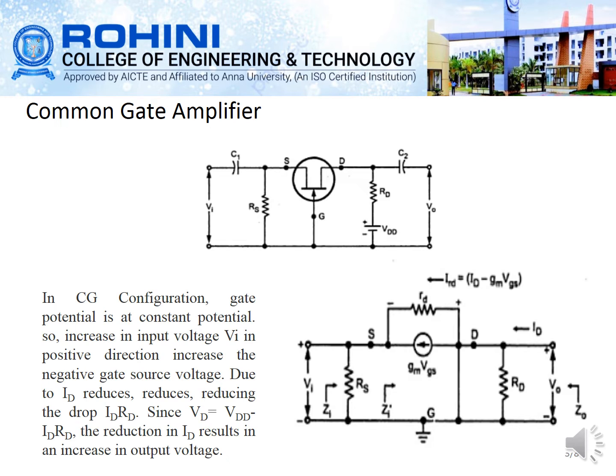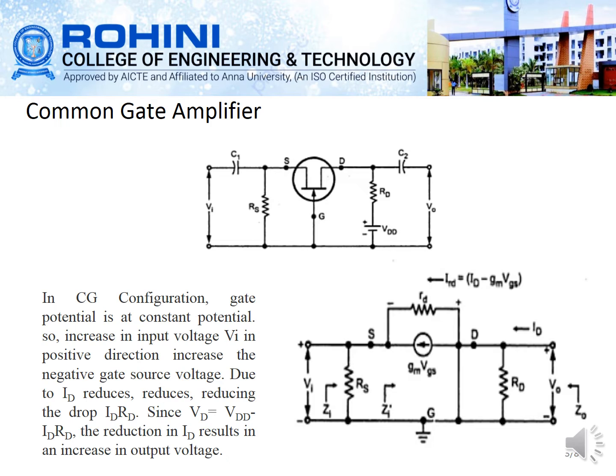In the common gate configuration, the gate is held at a constant potential. There will be an increase in the input voltage in the positive direction whenever there is an increase in the negative gate-source voltage. When ID reduces, by reducing ID RD, we write VD is equal to VDD minus ID into RD. Then the reduction in the drain current results in an increase in the output voltage. So this is the basic circuit, and here you can find the hybrid model of this common gate amplifier.